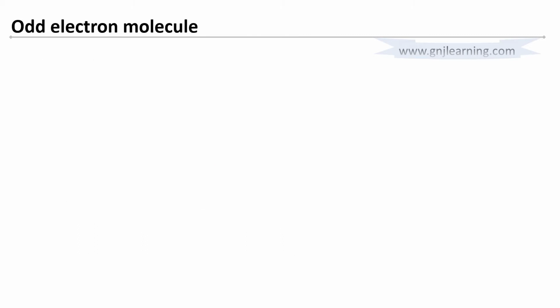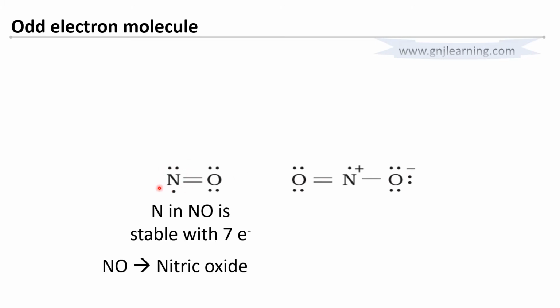Next, odd electron molecule, especially shown by nitrogen. Let us see how many electrons nitrogen has. Just try to count it. 1, 2, 3 pairs, which means 6 electrons, and 1 odd electron, which means that N in nitric oxide has 7 electrons. The compound name is nitric oxide. In nitric oxide, oxygen has 8, but nitrogen has 7.